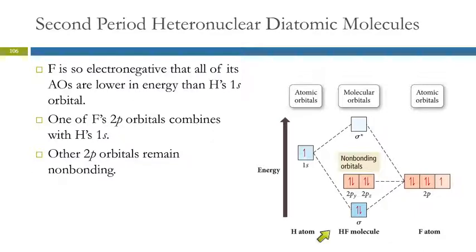So what happens here is that one of fluorine's 2p atomic orbitals combines with the 1s from the hydrogen and makes sigma and sigma star. And then these other two just sit there. And so we end up with something like this.